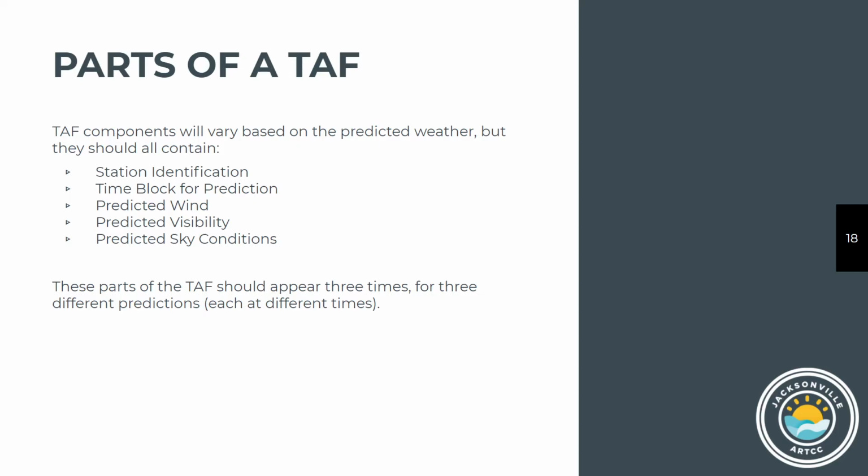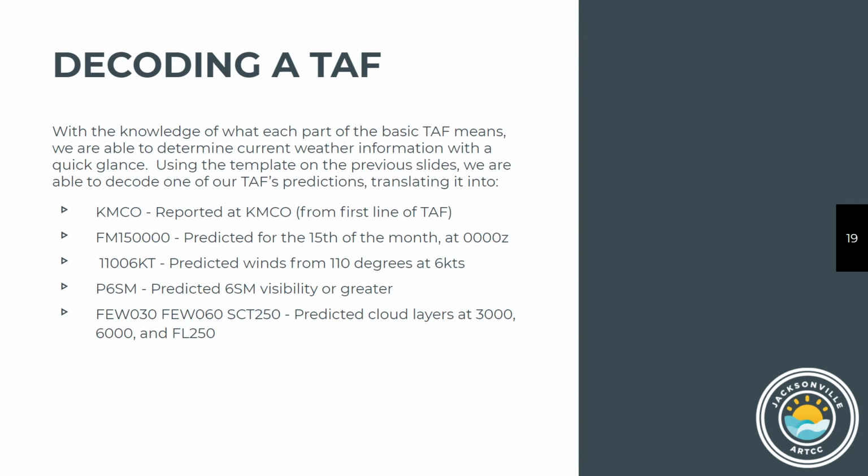Okay, so let's go over the parts of the TAF, and then we'll go back and look at it. Again, it has a station. It's a very similar format to the METAR. It makes it easy to understand. Station identification, the block of time for that prediction, the predicted wind, predicted visibility. Again, that's still the minimum or better, and the predicted sky conditions. Now, that should appear several times in several lines, and we'll talk about how they do the times.